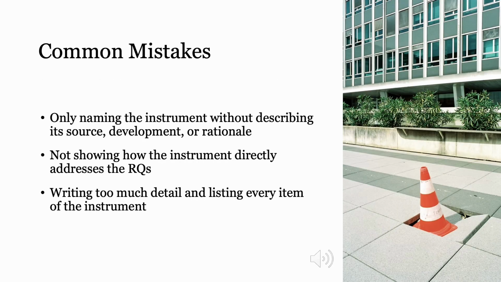Here are a few common mistakes to avoid. One is just naming the instrument without saying anything about where it came from, who developed it, or why you used it. Another is failing to show how the instrument actually addresses your research questions. A third is going too far in the other direction and listing every single survey item in Chapter 3. And finally, a big one is what we call a circular definition, where you say things like the interview questions were designed to answer the research questions, without explaining how they were designed or how they accomplished this objective.